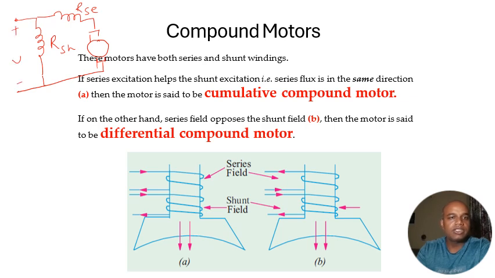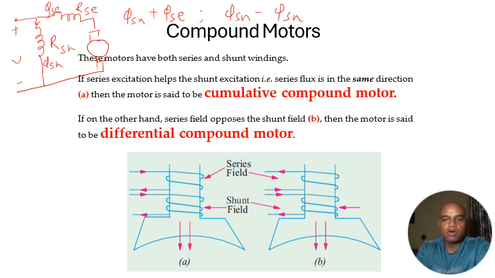So if I apply a voltage, the shunt field winding flux remains constant over here. So let's say that RSH is producing phi SH flux and the series field winding is producing the phi SE flux over here. Cumulative compound motors are those motors where these two fluxes add to each other. Similarly, if these two fluxes are opposing each other, then it becomes my differential compound motor. So let's take these motors one by one and see the characteristics.